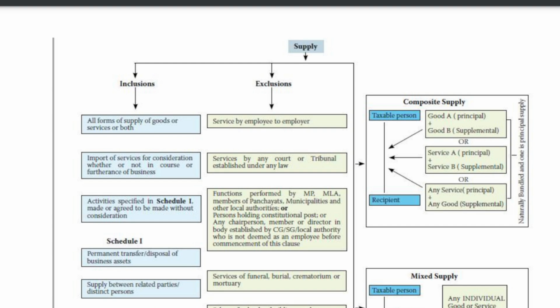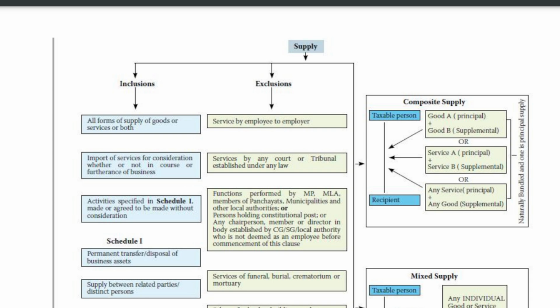Why? Because whatever is included is a vast subject, and we can understand by itself that it's vast and only some portion is being excluded, like the salary of the employee to employer, which is excluded from the levy of GST. Now let us understand first the inclusion.